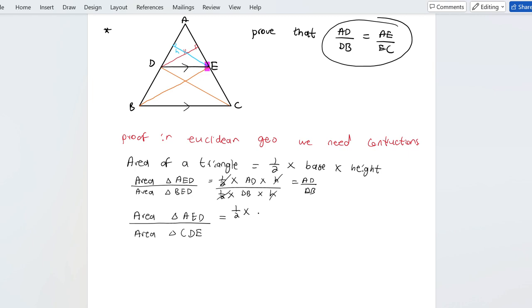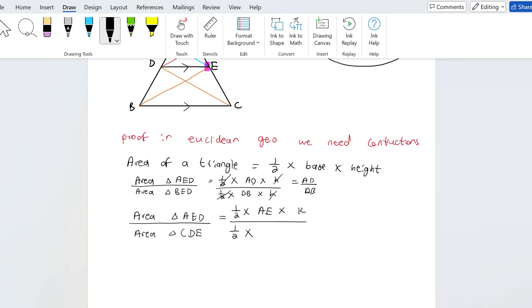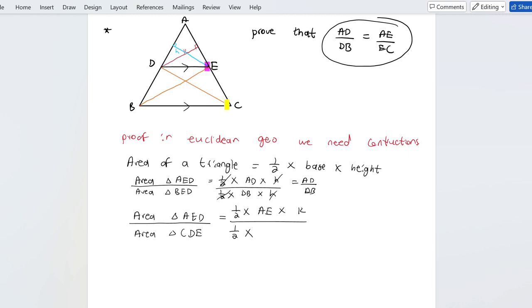So we've got half the base, which is AE, multiplied by the height, which is K. I divide by half multiplied by... Now I'm on the area of triangle CDE. Triangle CDE is this one. Because it shares the same vertex D with triangle AED, it shares the same height with it as well. So the height of triangle CDE is also K. So here, the area of triangle CDE is half multiplied by EC, which is the base, multiplied by the height, which is K. Half will cancel half, K will cancel K, and then I've got AE divided by EC.